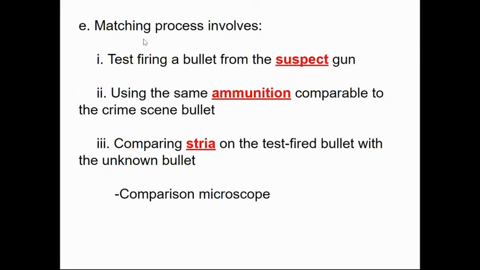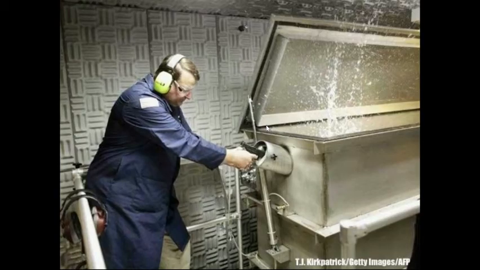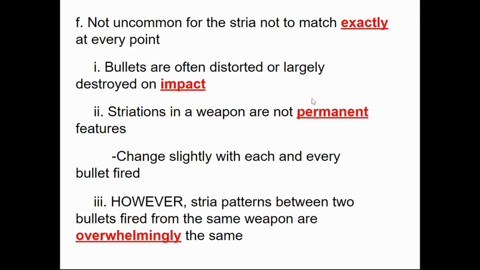The matching process, again, we've already talked about this, but we're going to test fire a bullet from the suspect's gun. We're going to use the same ammunition that was used, and then we're going to compare the test fired bullet to the recovered bullet. Using that comparison microscope, we're looking at those tiny stria or those tiny scratches at the microscopic level. So we're going to test fire that. You can see the water splashing up in here. So that bullet's going to be left behind.